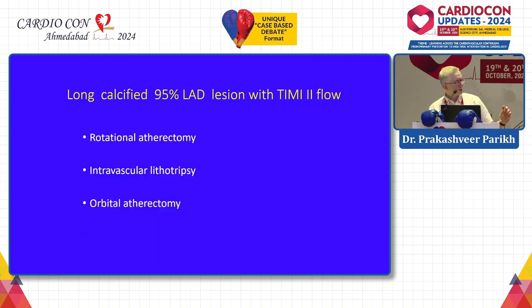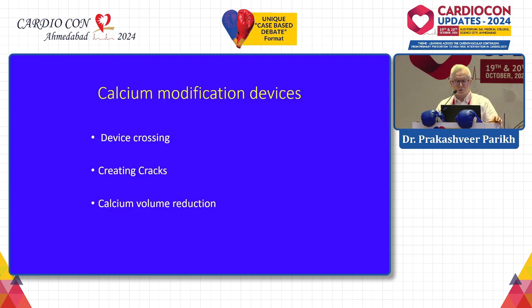So the current patient has a long calcified 90% lesion with a TIMI 2 flow. In this patient, you have 3 options. So how do you select the device? First is whether the device will be able to cross the lesion or not. Secondly, whether it will efficiently create cracks in the lesion or not. And third is whether it will reduce the volume of calcium or not.